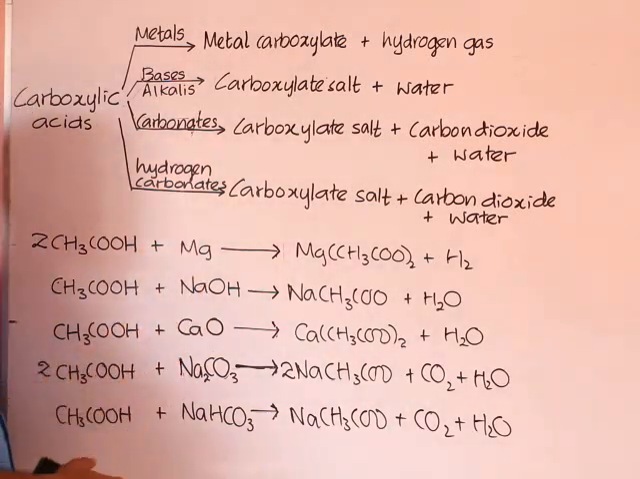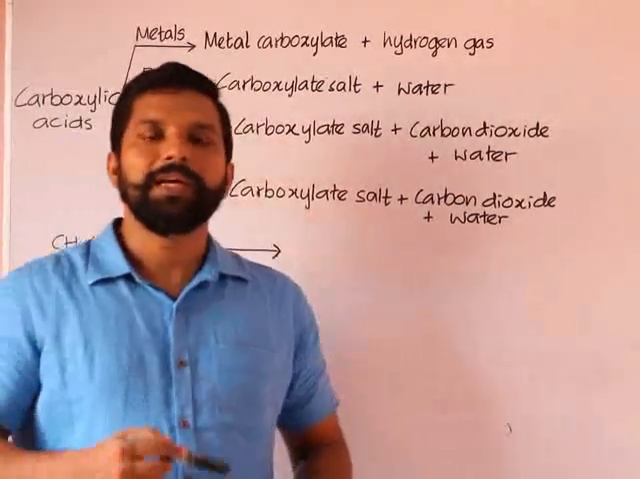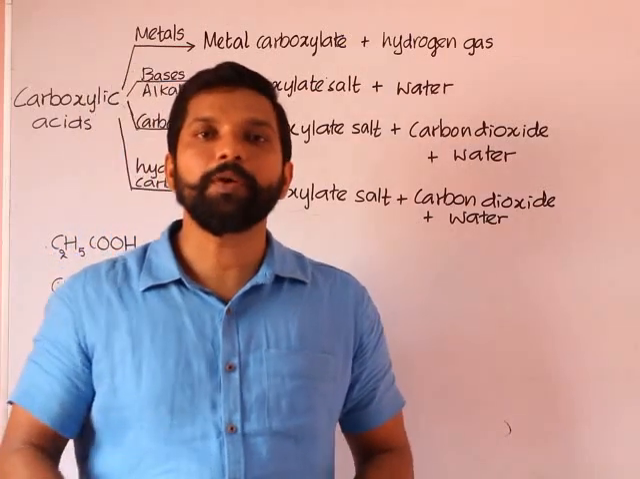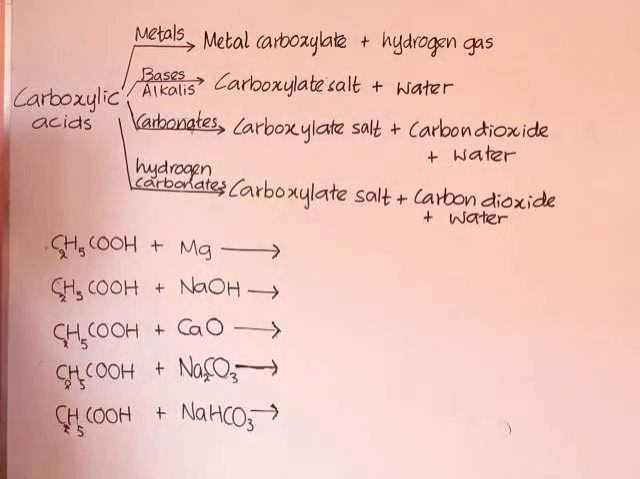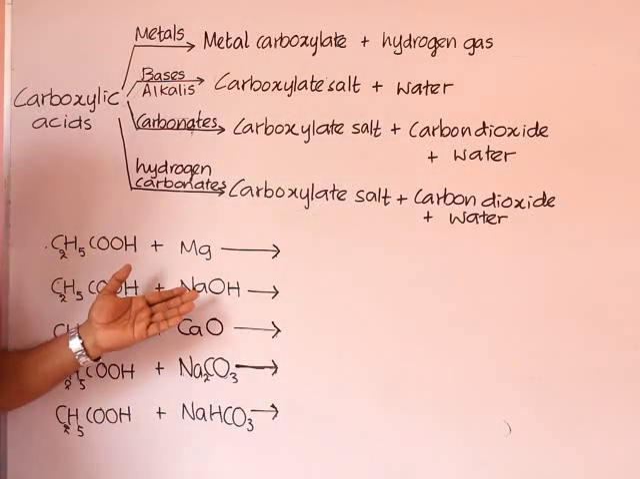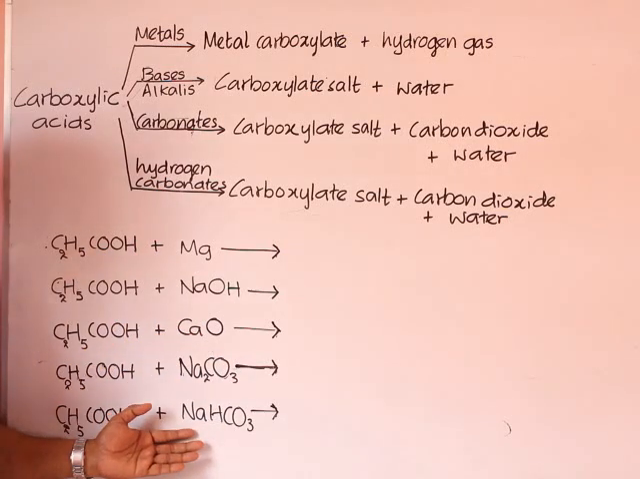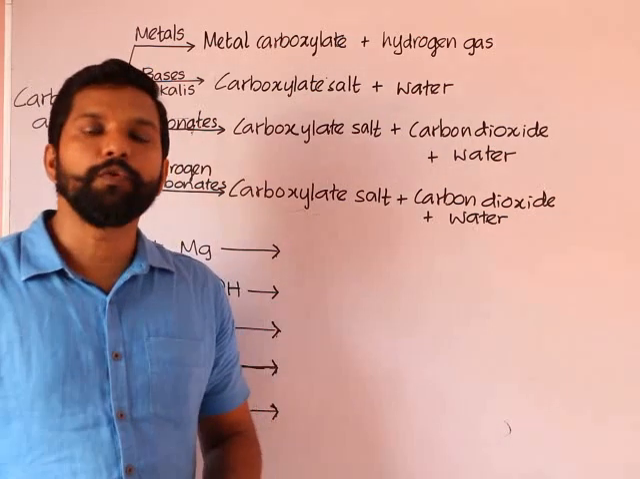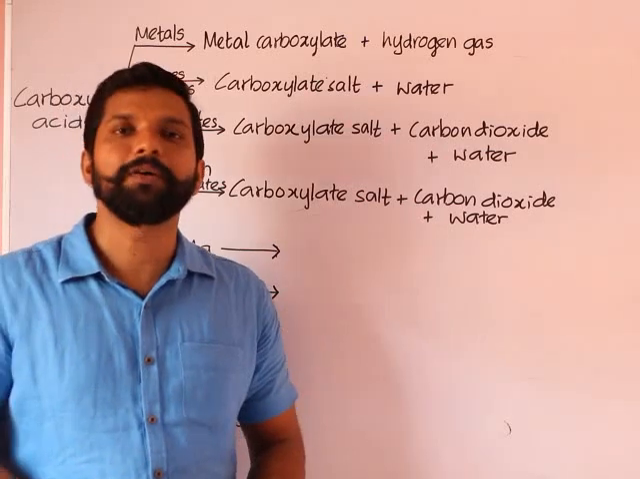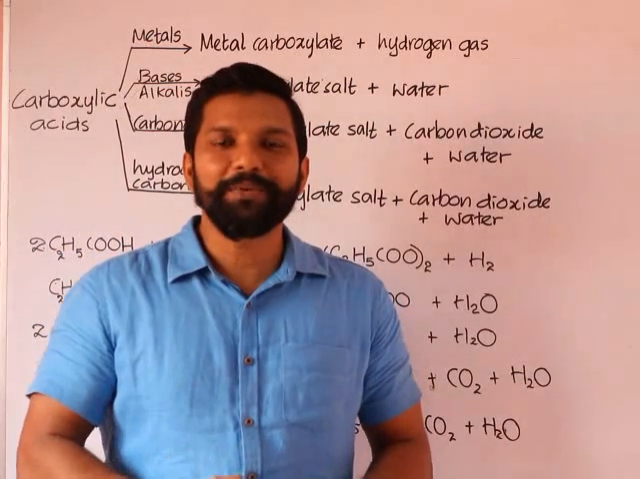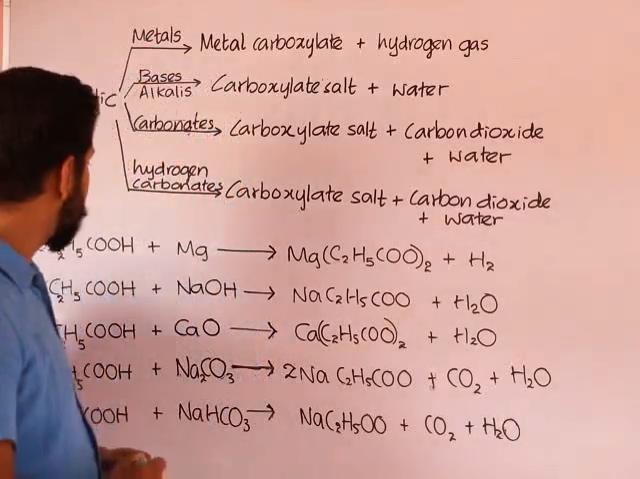We can write the same reactions for propanoic acid. Now you can write the balanced equations for the similar reactions with propanoic acid: propanoic acid with magnesium, sodium hydroxide, calcium oxide, sodium carbonate and sodium hydrogen carbonate. So let me give you a few minutes. You can pause this video and write the reactions and then play the video again. Are you ready with your answers? Let's have a look at your answers.